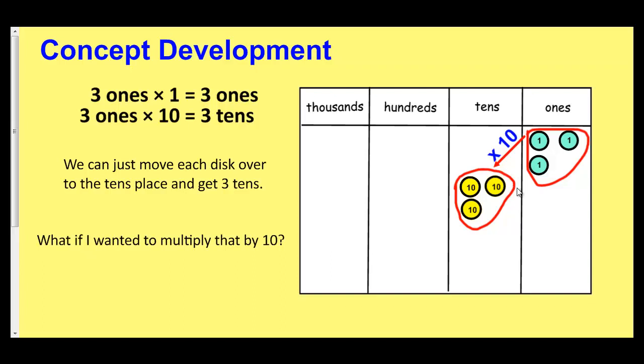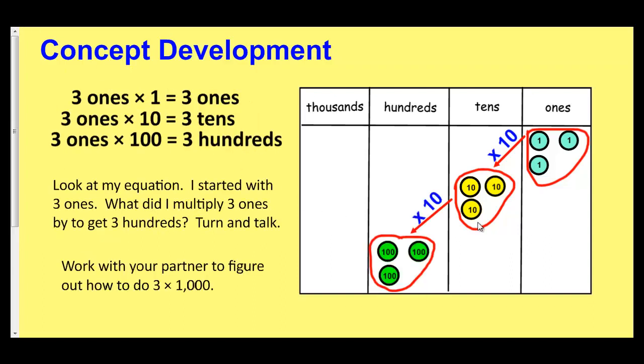Okay? So what if I wanted to multiply these 3 tens by 10? What would that look like? It would look like this, right? Go ahead and put this in your math journal. So you take 3 tens times 10 and you end up with 3 hundreds. I bet you can guess what's coming next. What if I wanted to multiply 3 hundreds times 10? What would you get? Go ahead and see if you can draw that.